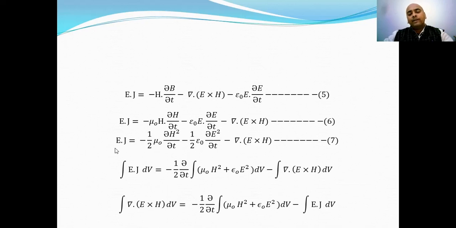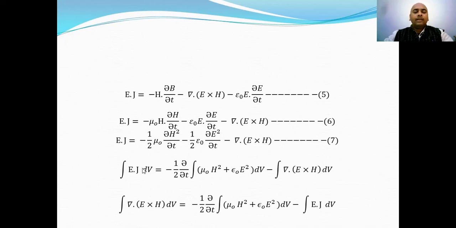So after rearranging equation 6, we obtain that E dot J is equal to minus 1 by 2 epsilon naught ∂/∂t of H square minus 1 by 2 epsilon naught ∂/∂t of E square minus del dot E cross H.